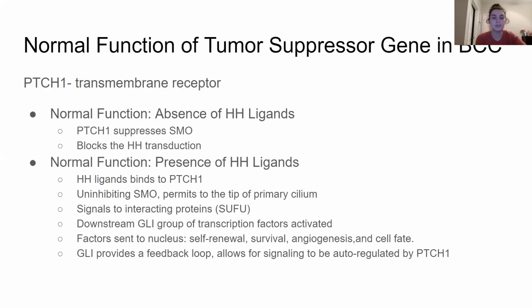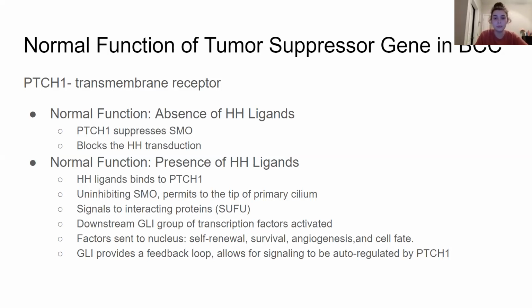So now I just want to touch a little bit on the tumor suppressor gene that is most commonly mutated in basal cell carcinoma. So we'll be talking about the PATCH1 receptor today, and this is a type of transmembrane receptor, which means it is embedded within the plasma membrane of the cell. And first, I just want to start off with the normal function of this type of tumor suppressor gene.